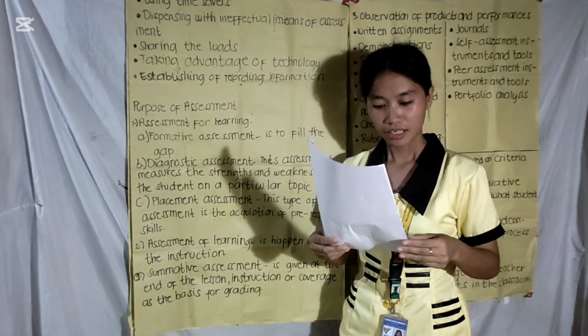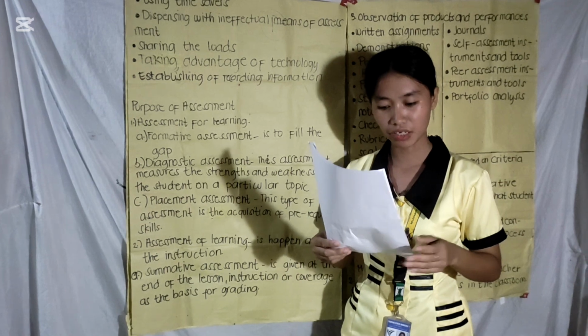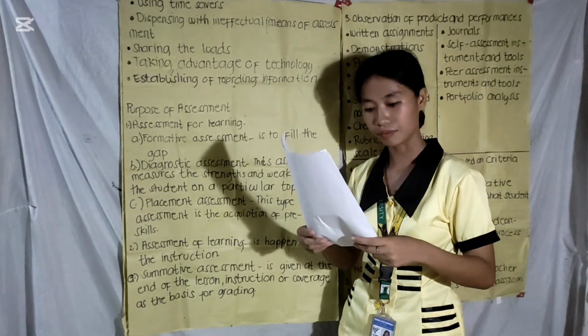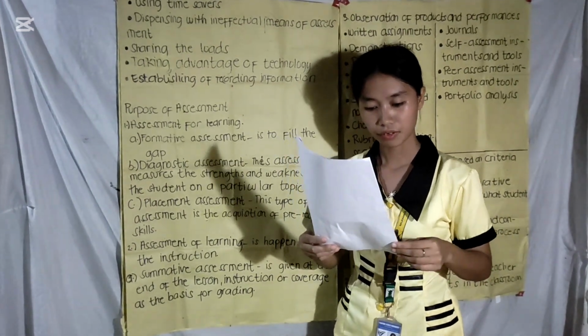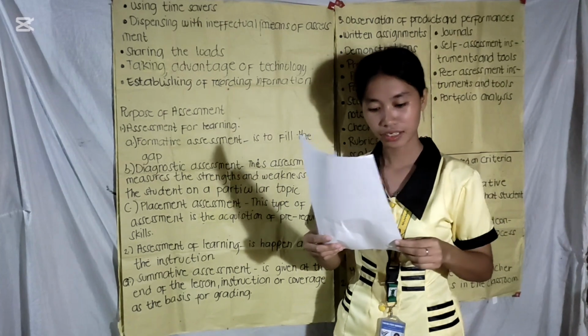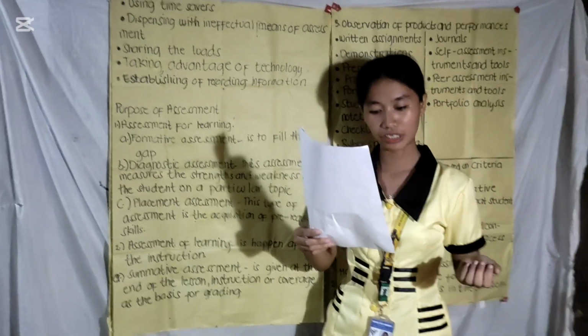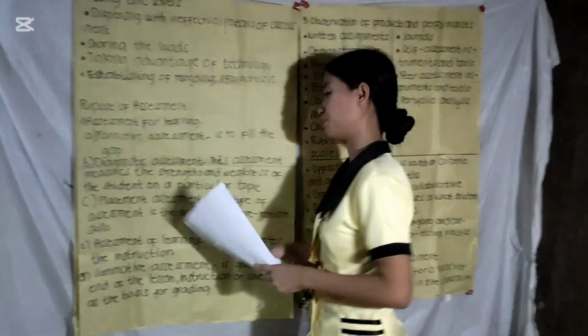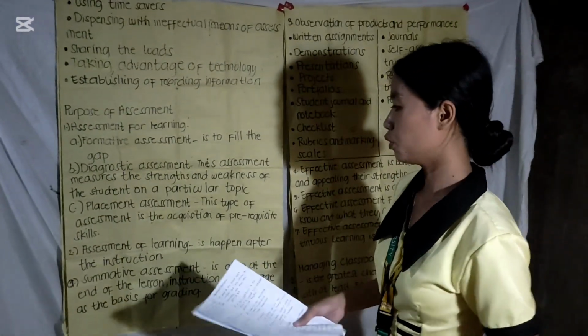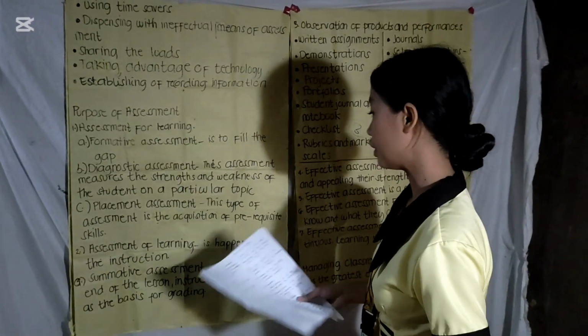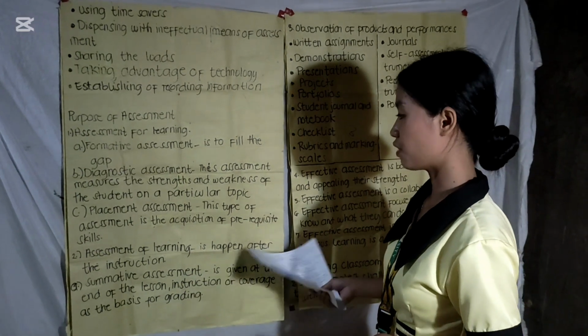Acquisition, the process of obtaining something or the something that's obtained. And prerequisite, anything you need to know or understand first before learning or understanding something new. Number 2, assessment of learning. It happens after the instruction.